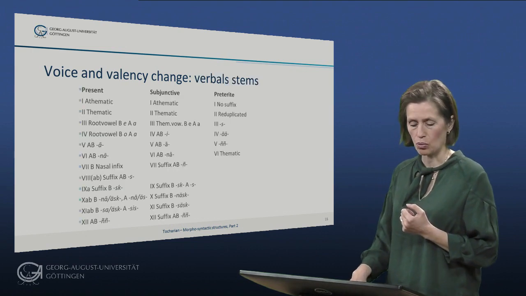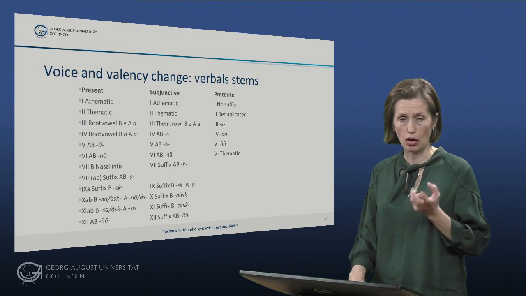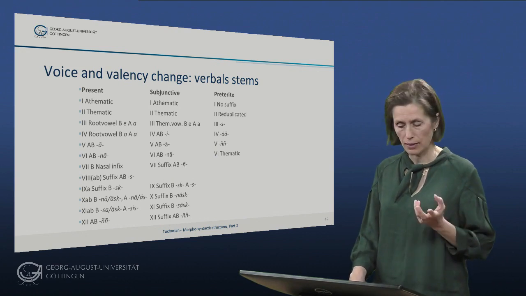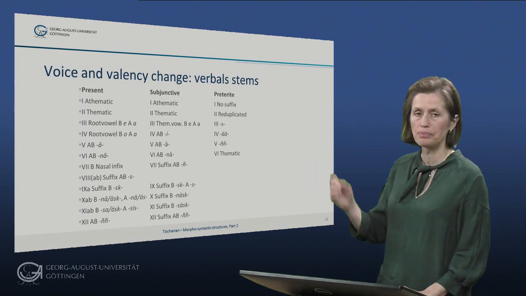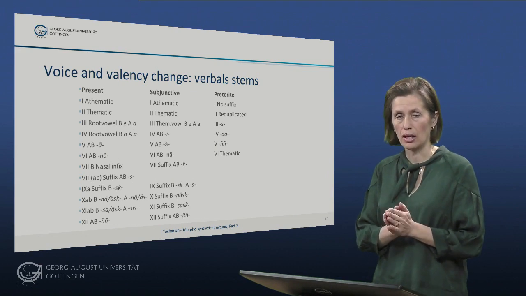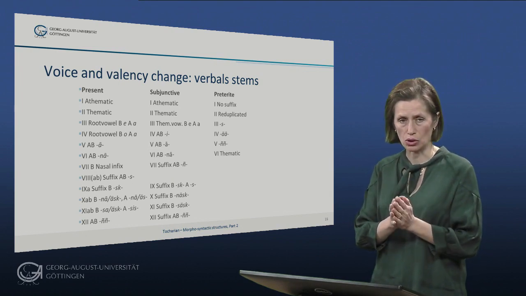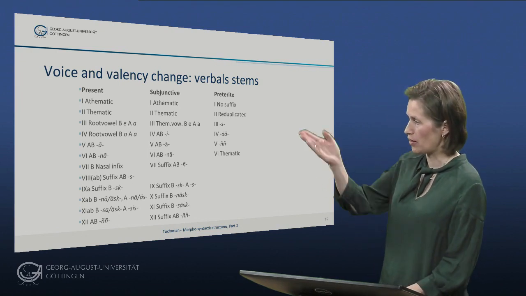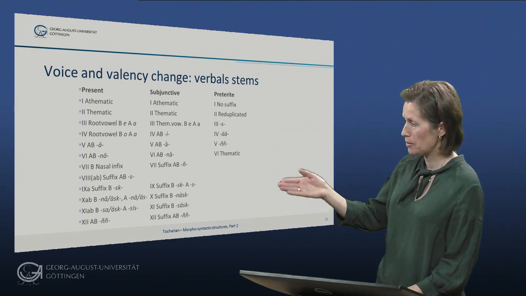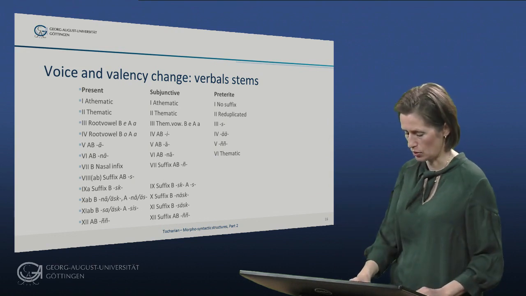Now we'll move over to one of the most interesting parts of Tocharian syntax, which is the extremely complex system of non-causative and causative verb stems. As we have seen in the morphology section, there are various combinations of stem classes of the verbs in present, subjunctive, and preterite, which can be combined according to a specific schedule. Here we have 12 present classes, 12 subjunctive classes, and 6 preterite classes. This is part of the morphology, like you have seen before.